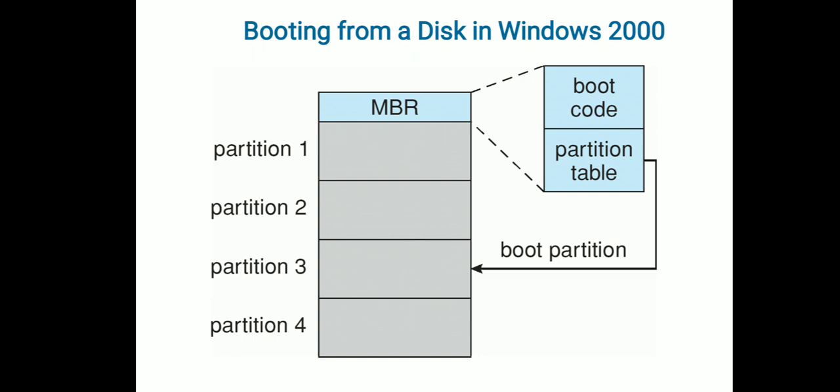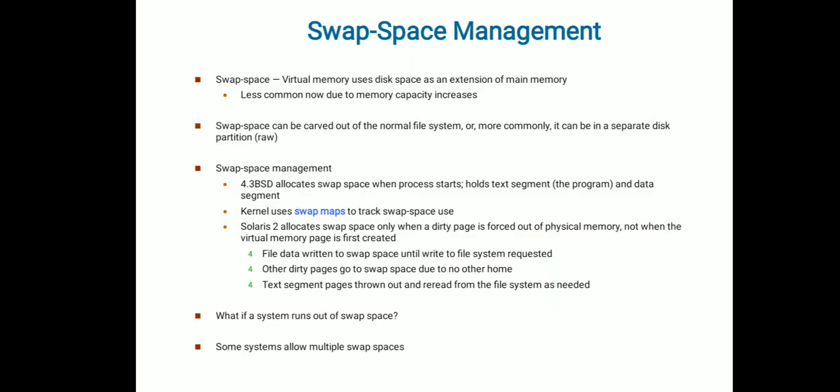So for all the partitions, there will be a master boot record which contains the boot code and the partition table. And then comes swap space management. This we already know. Swapping is like creating some virtual memory, since not all the data will be stored in the main memory.